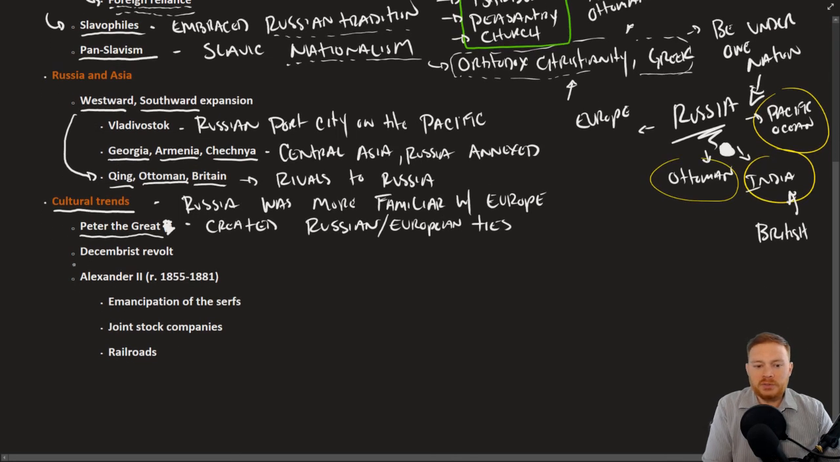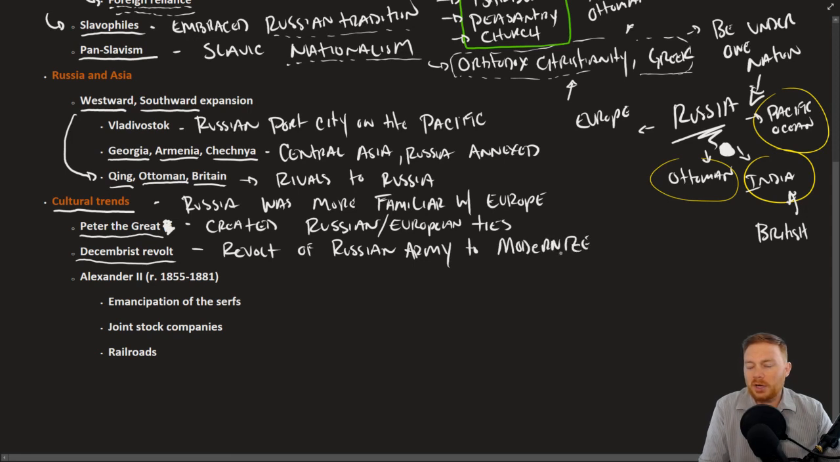However, members of the Russian army revolted. The Decembrist revolt was a revolt of the Russian army to, and again, we're going to use this term modernize. That means just to embrace new ideas. You can think about the opposite of modernize as tradition. Revolt of the Russian army to modernize, but it ultimately failed. Russian rulers continued to resist any efforts to change Russia until that of Alexander II.